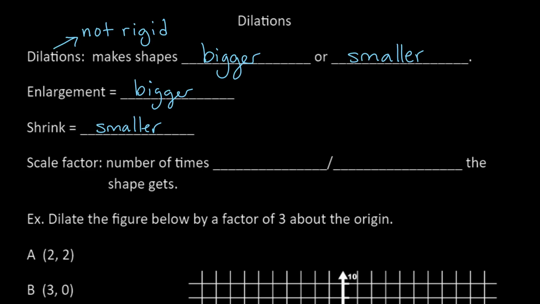Now, who knows what a scale factor is? How much you're enlarging. Right. And how do you apply a scale factor to something? Multiply. Good. Number of times. The times means multiply. So a scale factor is the number of times, the number of multiplications, bigger or smaller a shape gets.